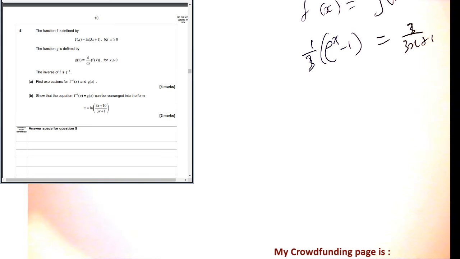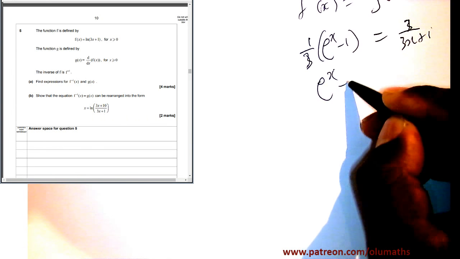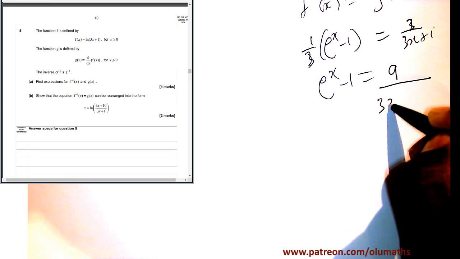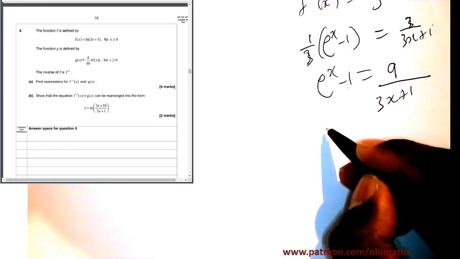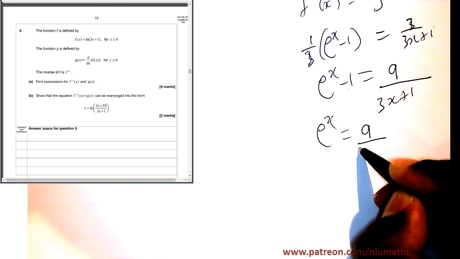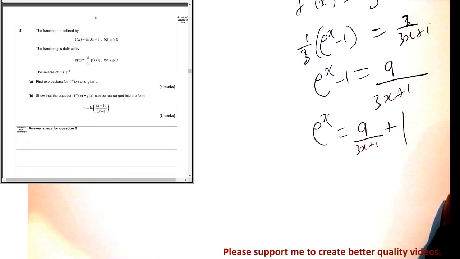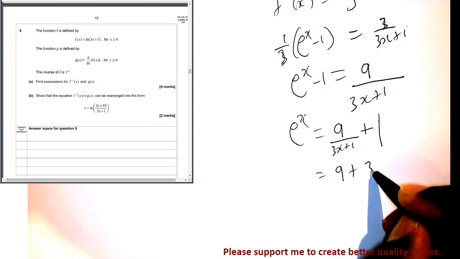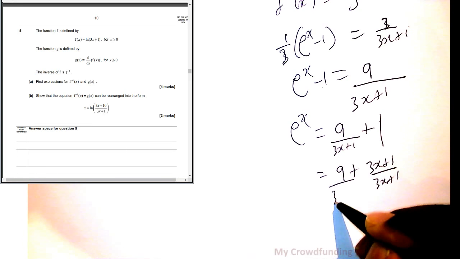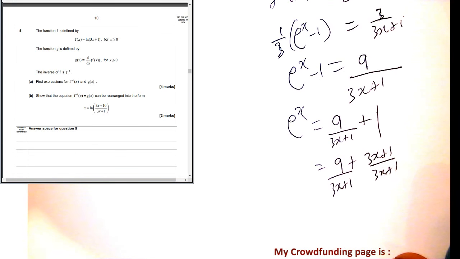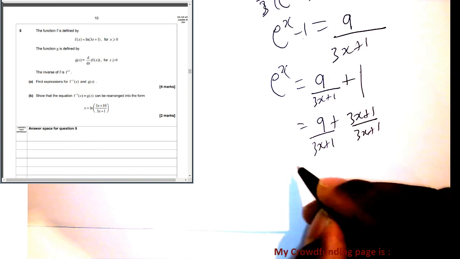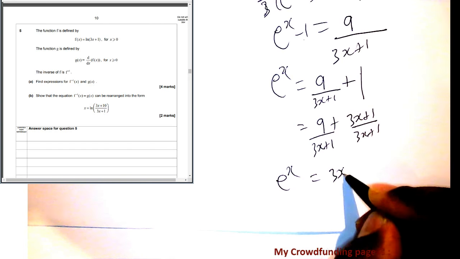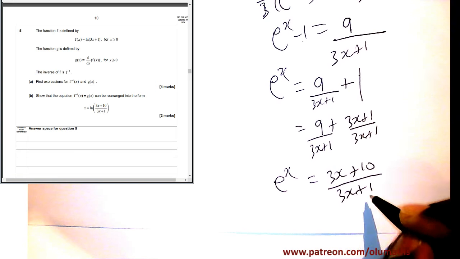Well, first thing is we would take everything except e to the x to the other side, because you can see the ln that they have there must have come from e to the x. So let 3 go there. So that's e to the x minus 1 equals 9 over 3x plus 1. Add 1 to both sides, so e to the x is therefore 9 over 3x plus 1, plus 1. Now, 3x plus 1 over 3x plus 1 is the same as 1. So 9 plus 3x plus 1 over 3x plus 1, which is 3x plus 10 over 3x plus 1. If I just add them up, e to the x equals 3x plus 10 over the LCM, which is 3x plus 1.